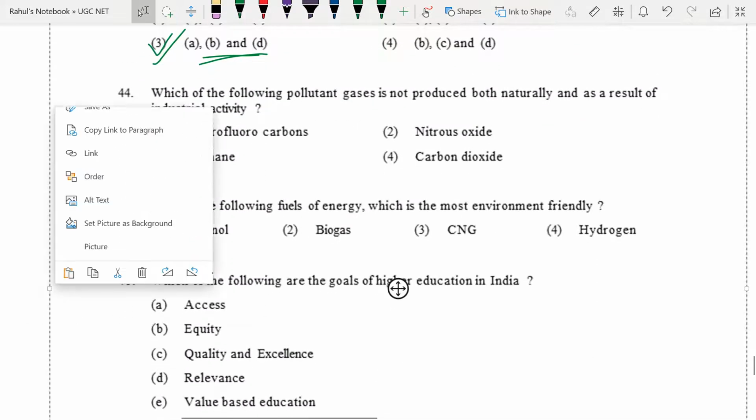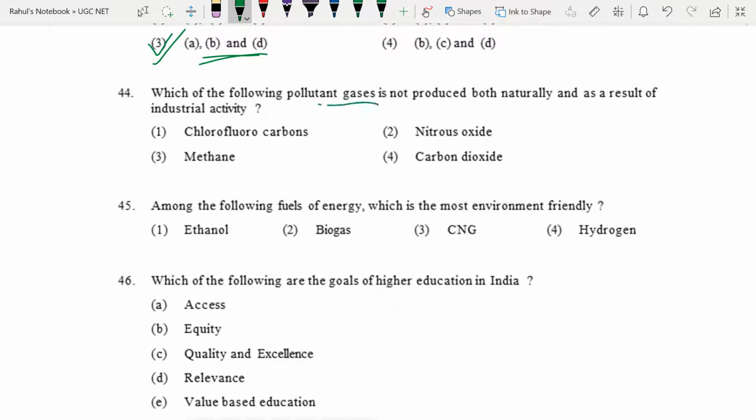The next one is: which of the following pollutant gases is not produced both naturally and as a result of industrial activity?